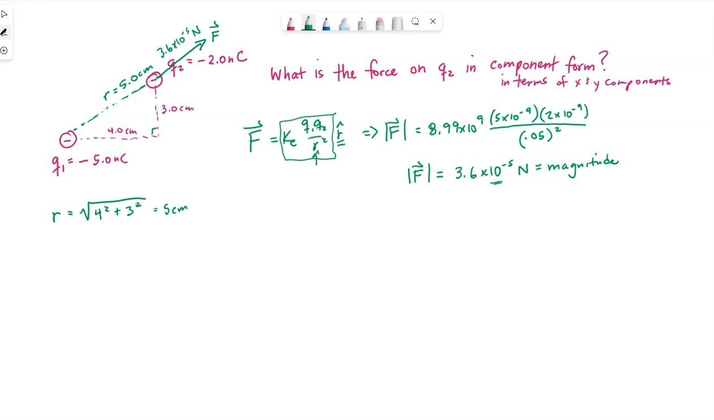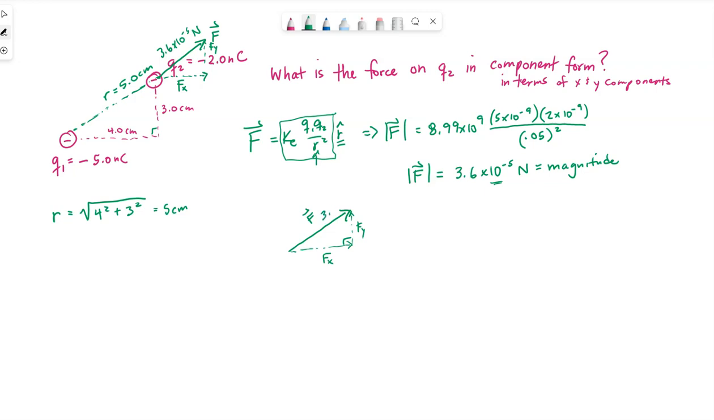Now the direction, this vector up here, it has a positive x direction component and a positive y component. It's pointing both to the left and upwards. I'm going to go ahead and just redraw this force down here and draw on these components. The x component and y component always meet at a right angle.